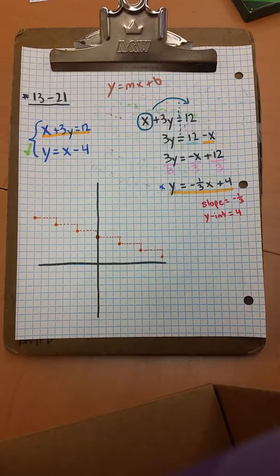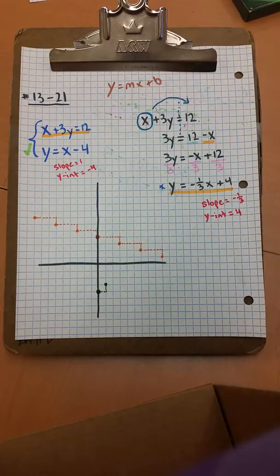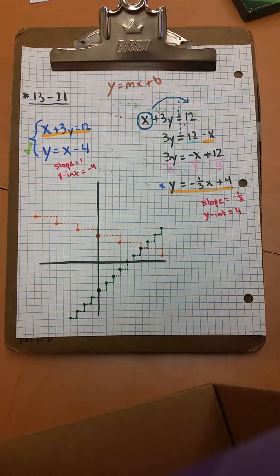On the other equation, our slope equals 1 and our y-intercept equals negative 4. First we plot the y-intercept, and we use our slope to find a second dot. Our slope is 1, which is 1 over 1, so we run 1 and rise 1. We can use the slope to find more dots. Now we can see where they cross. The two equations cross at this point, which is 6, 2.